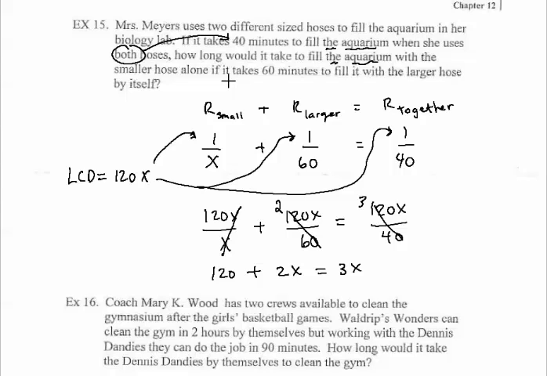If we gather our x's together on one side of the equation, we can do that by subtracting 2x from each side. And we now have 120 by itself on the left, and on the right we get lucky, and a 3 minus a 2 just leaves us with a single x. So we found our solution, x equals 120.